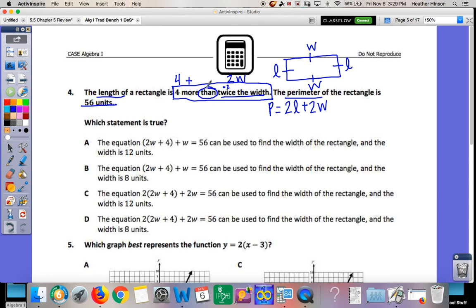That then is called a switch word. That just means flip your whole equation around. So instead of 4 plus 2W, we're going to have 2W plus 4. And all of that is your length. So instead of length, we're going to put this, 2W plus 4.